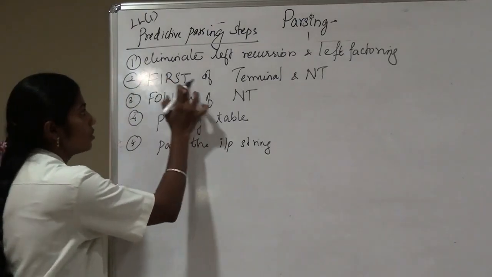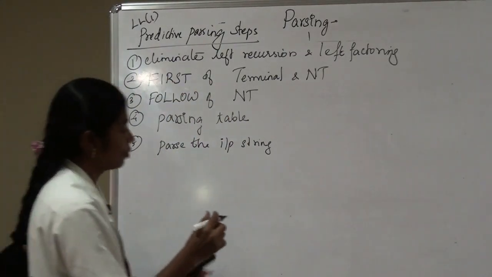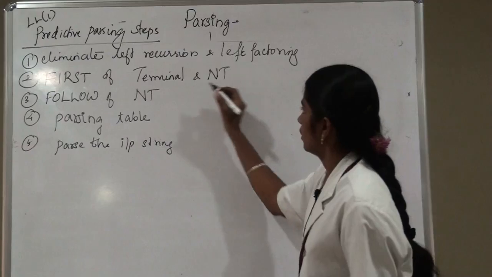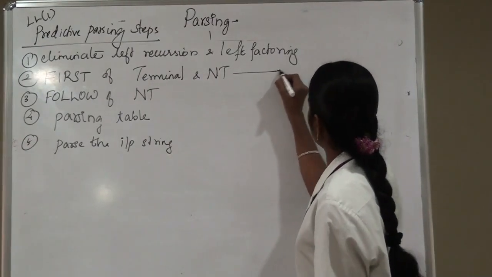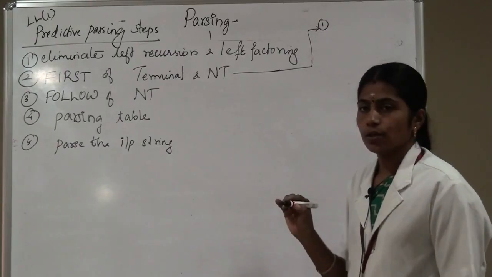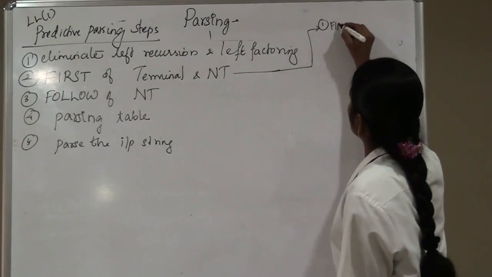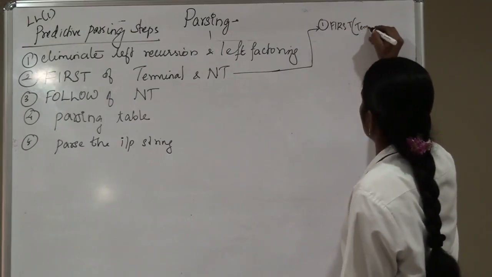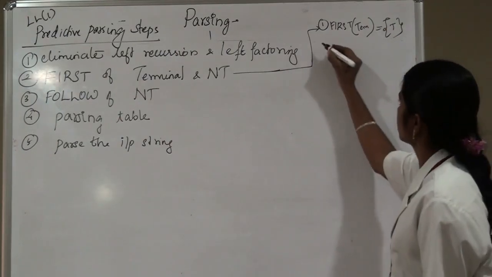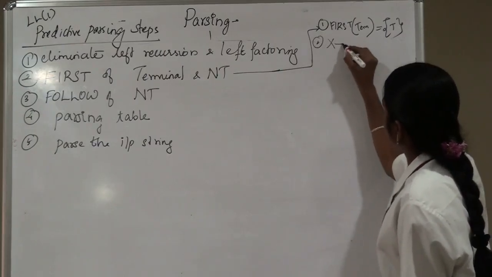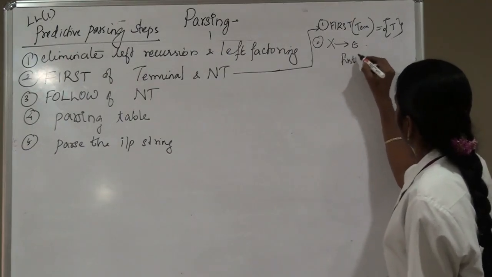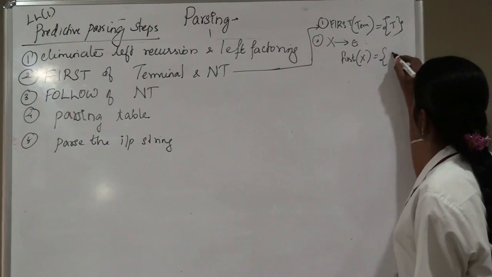So what is this first of terminal, non-terminal? First I will give you the rules and then we can go with the sum. Whenever you want to find the first position, first of a terminal is always a terminal. Include the terminal in your first. Then if you have a production like this, x derives epsilon, then in first of x include epsilon.